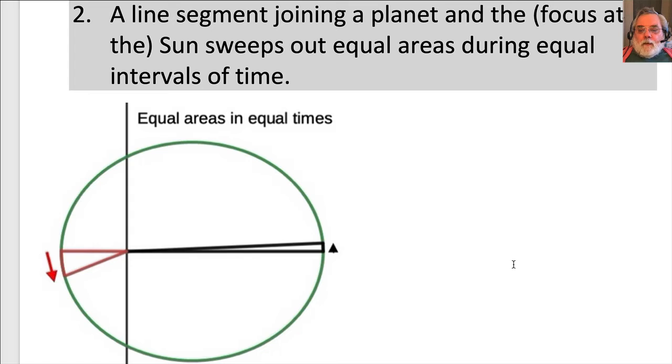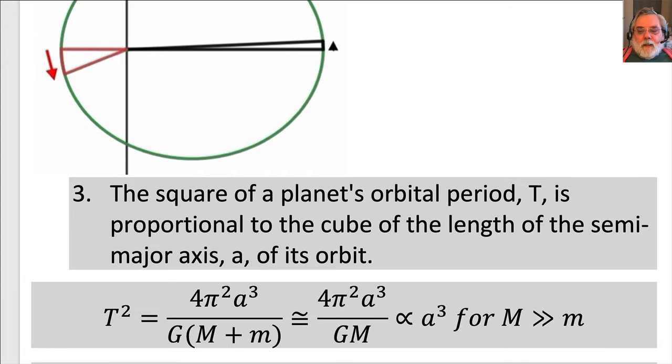A planet's orbital angular velocity is highest at its closest approach to the Sun, called perihelion, and lowest at its furthest distance from the Sun, called aphelion. The square of a planet's orbital period, capital T, is proportional to the cube of the length of the semi-major axis, lowercase a, of its orbit.